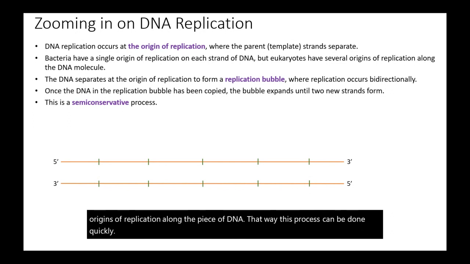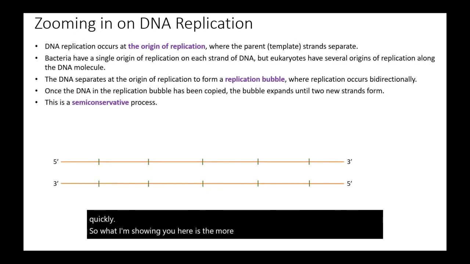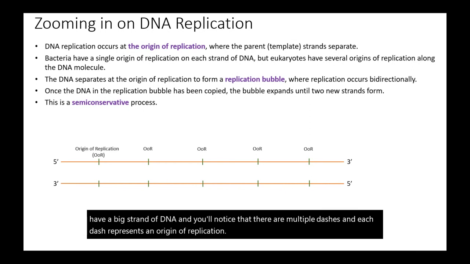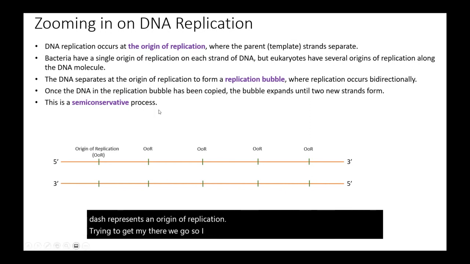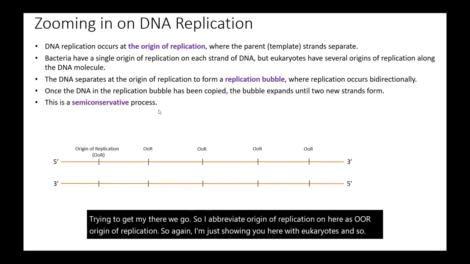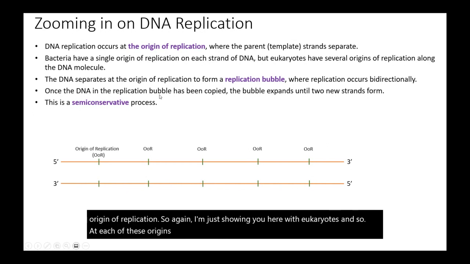So what I'm showing you here is the more complex version of eukaryotes, where we have a big strand of DNA. You'll notice that there are multiple dashes, and each dash represents an origin of replication. I abbreviate origin of replication on here as OOR. Again, I'm just showing you here with eukaryotes. At each of these origins of replication, the DNA is going to start to separate. It does that because those hydrogen bonds are going to be broken.